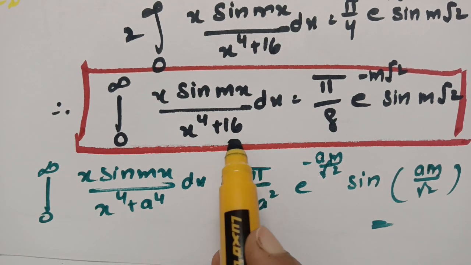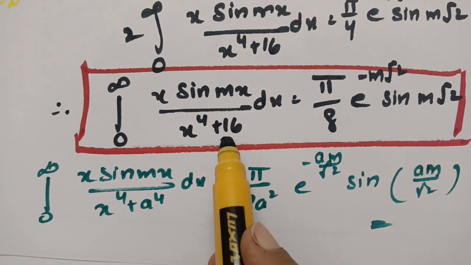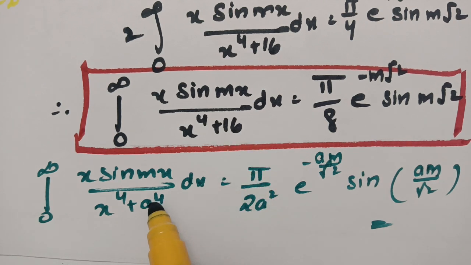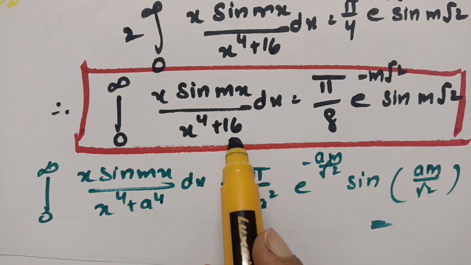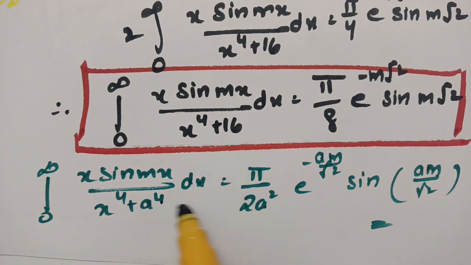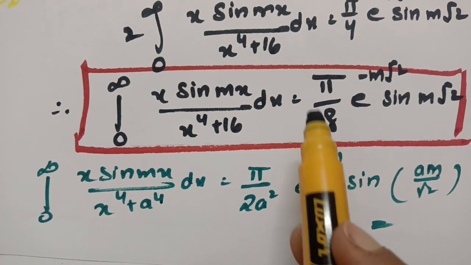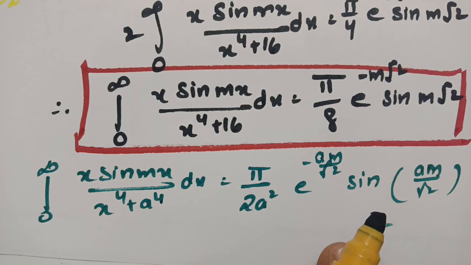And in this, the value of a is nothing but here 2 to the power 4, so a is 2. If it is 3 to the power 4, you have to keep a equal to 3 here. Keep the value of a depending upon the question. So this is the general formula.